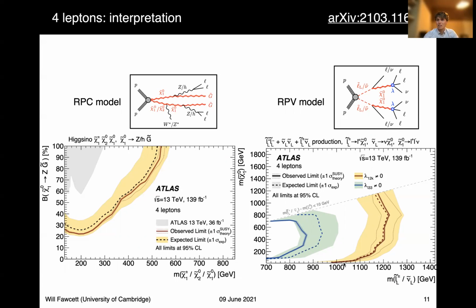Here the limit on the slepton mass depends on the decay mode, with limits just over a TeV in the case of decays to electrons and muons, and around 800 to 900 GeV in the case with decays to taus as well.